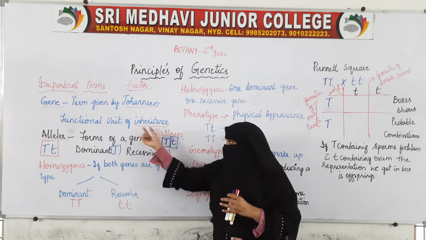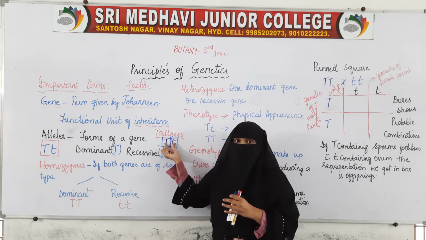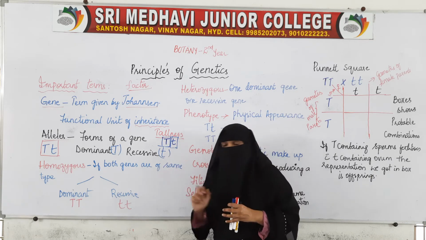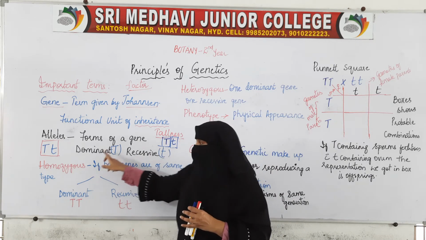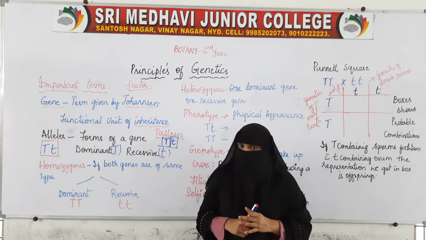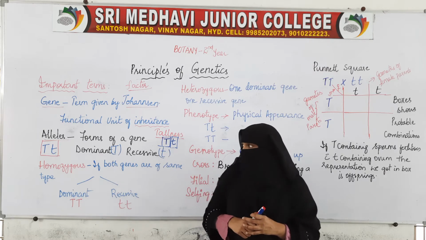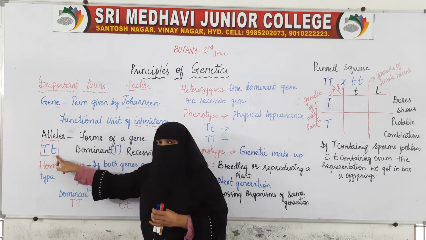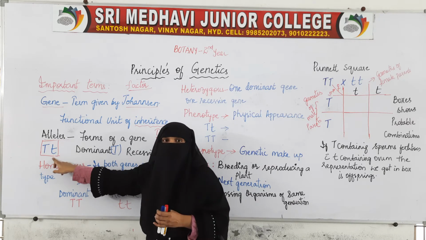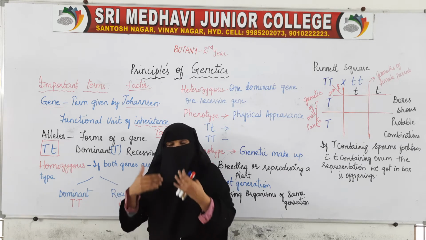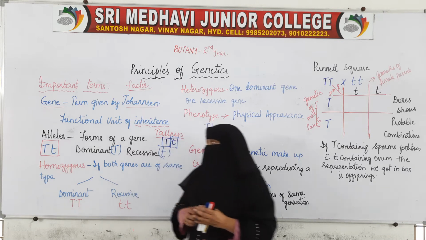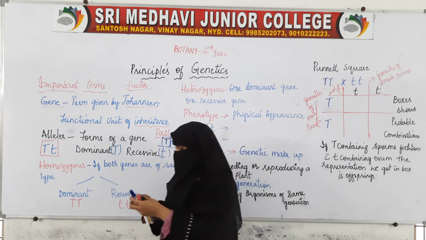So this T and t is the gene. It is present in two forms, capital T and small t. Capital T is the dominant one and small t is the recessive one. These are the forms of a gene, and this gene is responsible for passing the character height from one generation to another generation. Now coming to another word, that is homozygous.